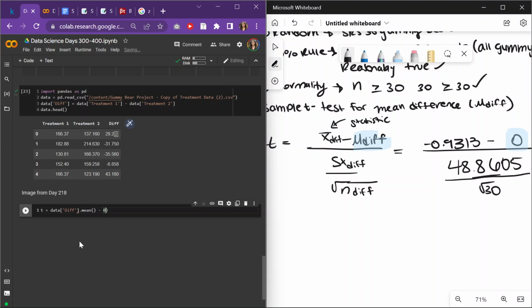And then all of that I'm going to put in parentheses, and I will divide that by the standard deviation of the difference, which is that column, the differences dot std. And because it's a sample, ddof is equal to 1. So when you're calculating standard deviation for a sample, you have, in the equation, let me pull it up.